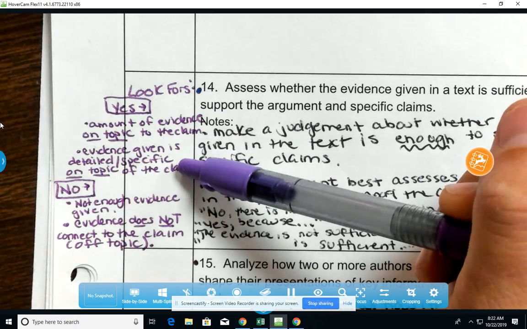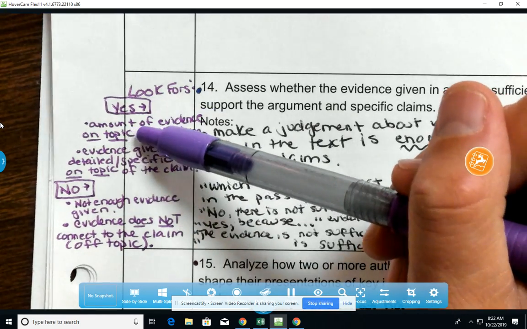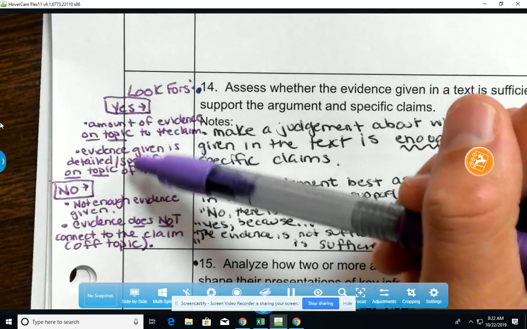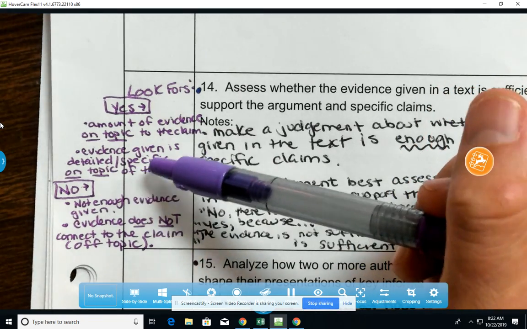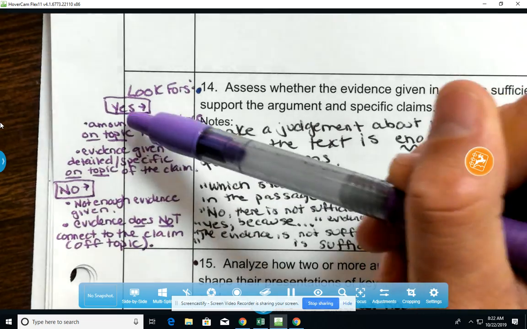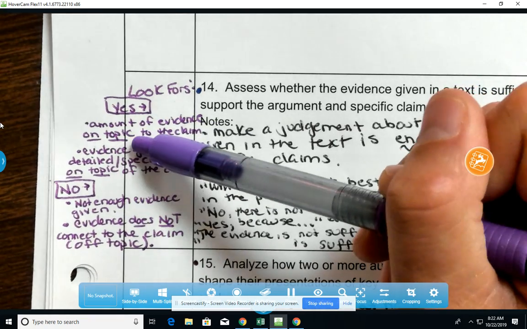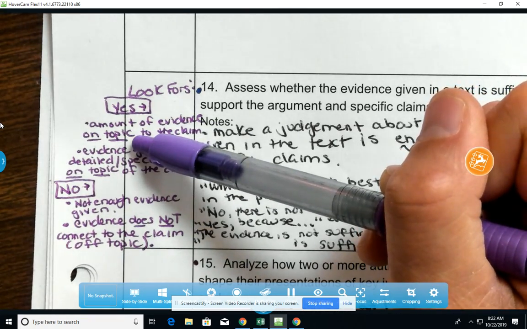So for it to be a yes, we need to make sure that what we came up with for the claim in phase 1, all that evidence is actually on topic to it. It's detailed, it's specific, they have a good amount, but it's on topic to the given claim.